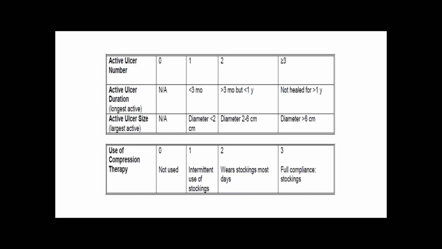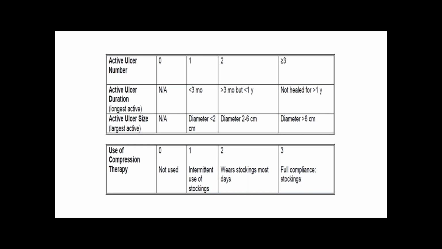So coming to the active ulcer. What is the number of active ulcers? We will give mild for 1, moderate for 2, and more than 3 is severe. Likewise, for the duration: less than 3 months is mild, more than 3 months but less than 1 year is moderate, and not healed for more than 1 year is severe. For the largest active ulcer, diameter less than 2 centimeters is mild, 2 to 6 centimeters is moderate, and more than 6 centimeters is severe.